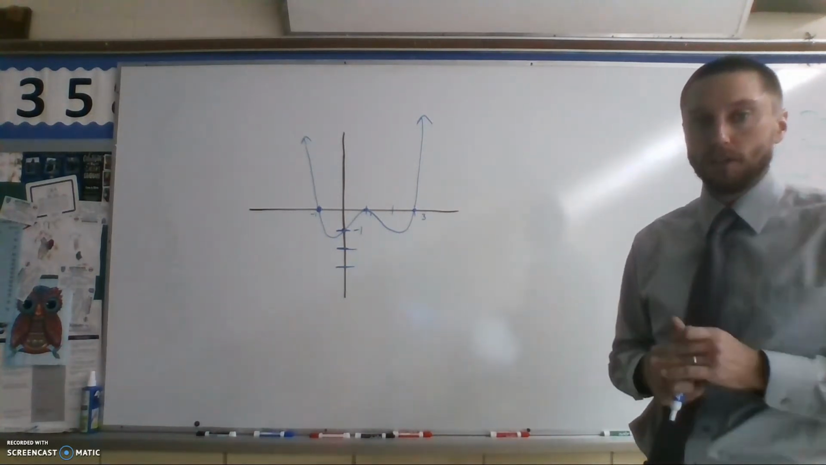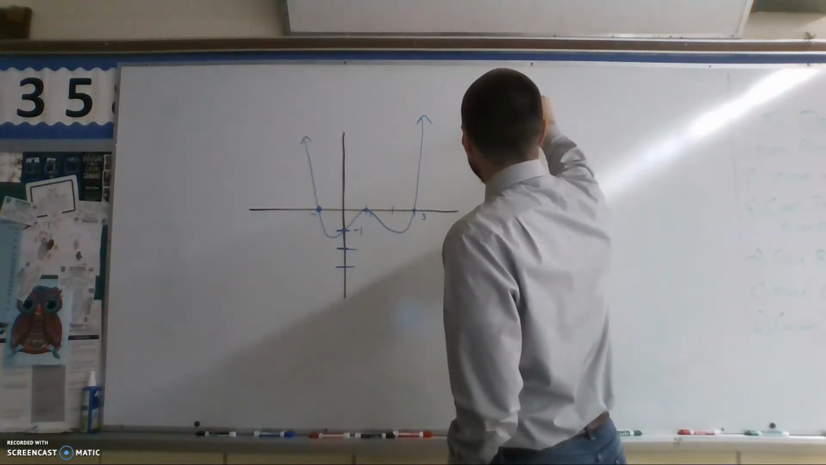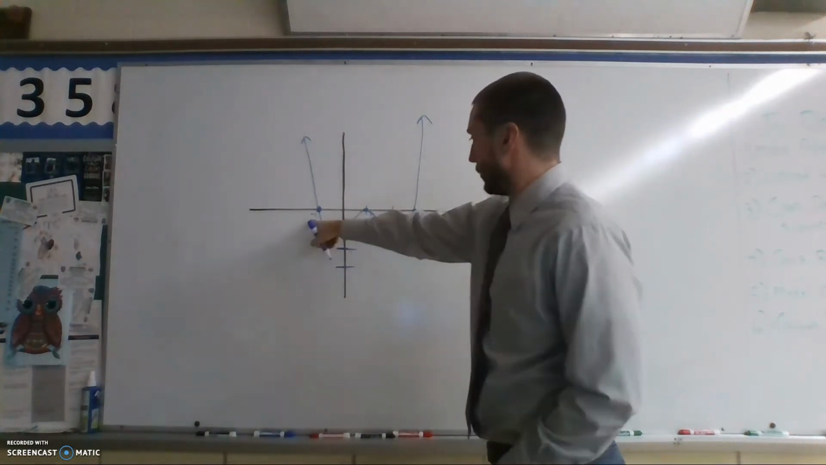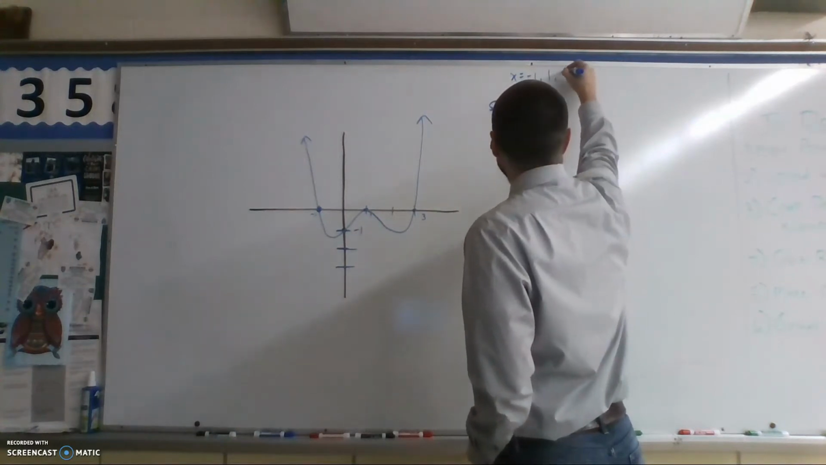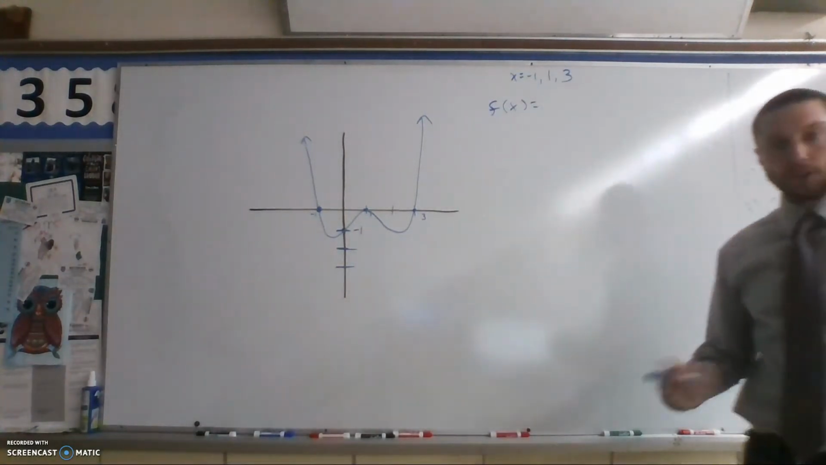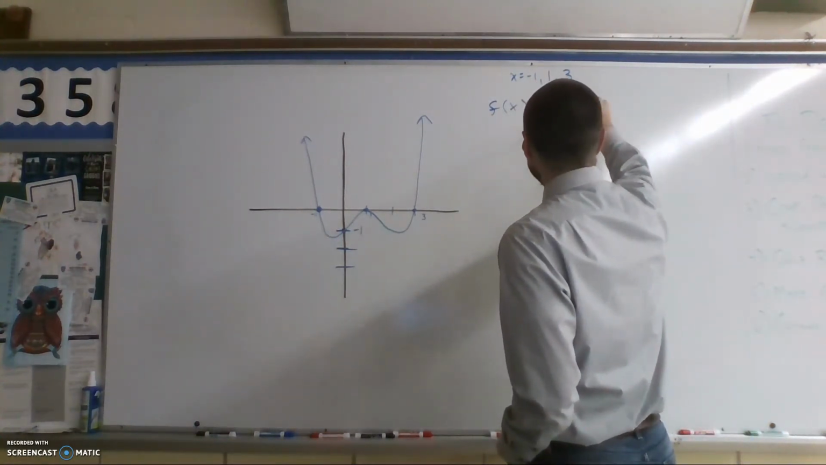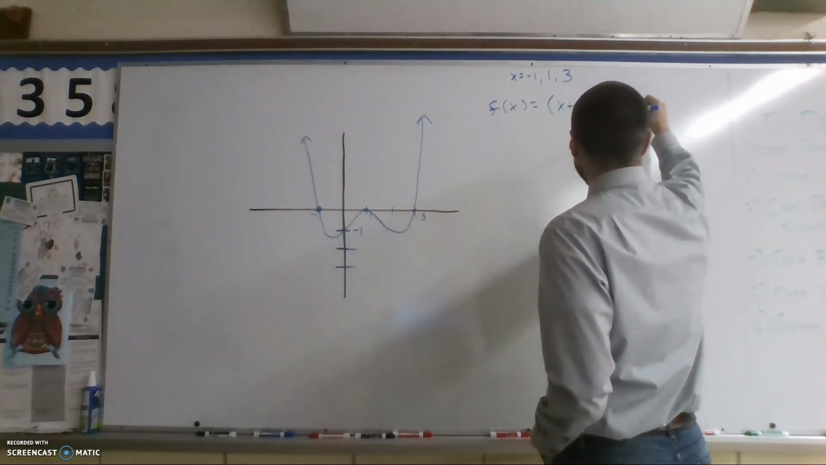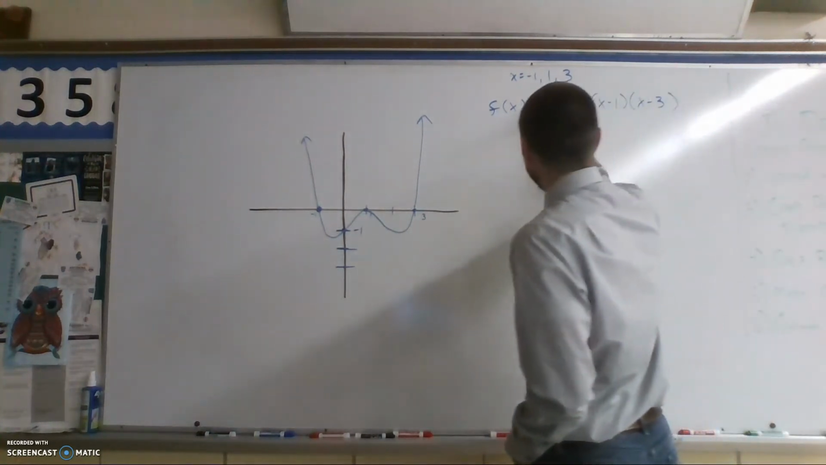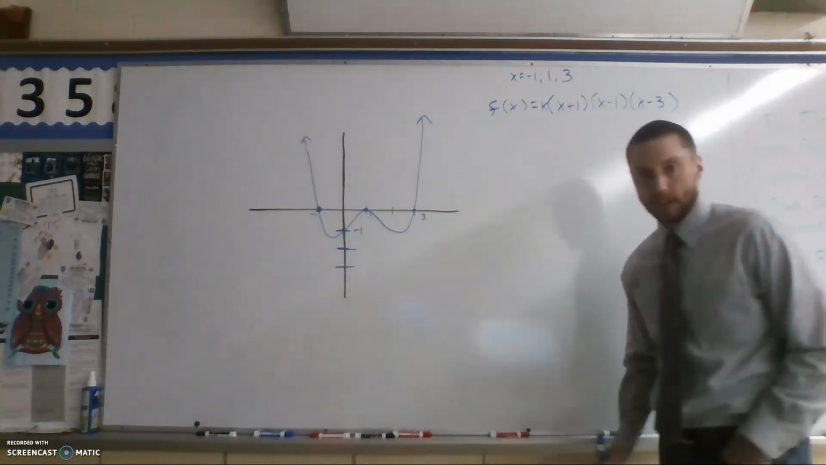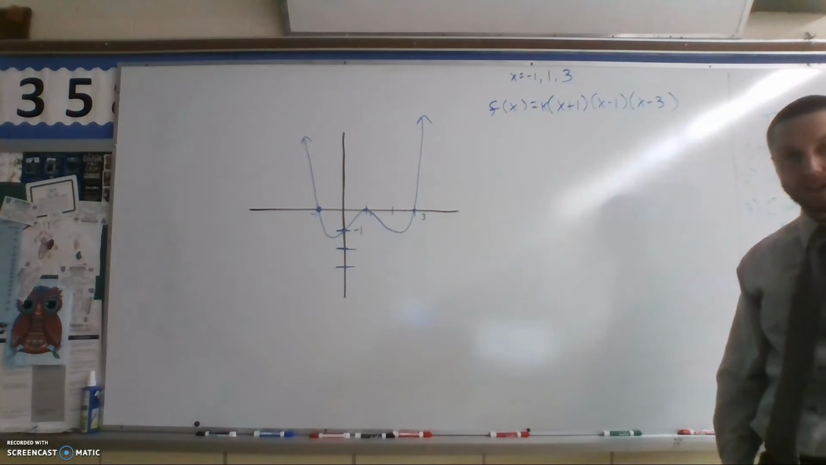So if you watched the video over the weekend, the first thing that we did is we took our x-intercepts. So we have x equals -1, x equals +1, and x equals +3, and we turned those into factors. So we came up with x plus 1, x minus 1, and x minus 3. Okay? And then we threw a k, or you pick your favorite letter, out in front. That was our stretch factor. And so that's going to have us come up with our y-intercept.